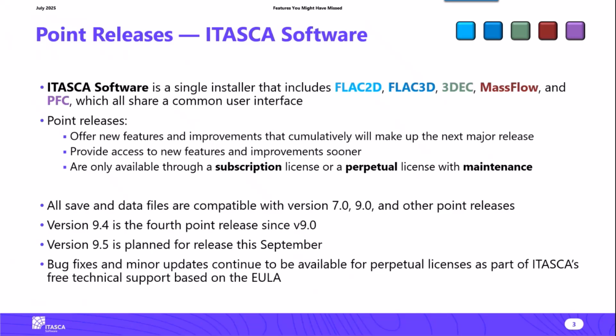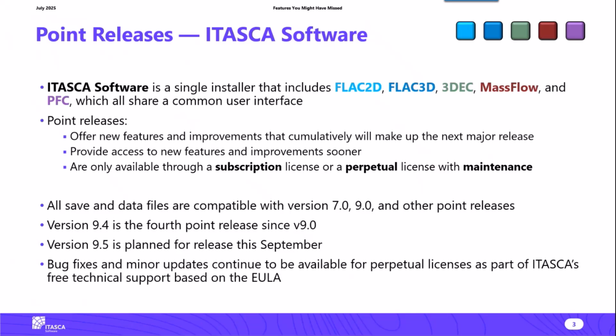So, point releases. ITASCA software is a single installer that includes FLAC 2D, FLAC 3D, 3DEC, MassFlow, and PFC, and these all share a common user interface. Point releases offer new features and improvements that altogether will make up the next major release. Point releases also provide access to new features and improvements sooner rather than waiting for our typical 3 to 4 year major release development schedule.